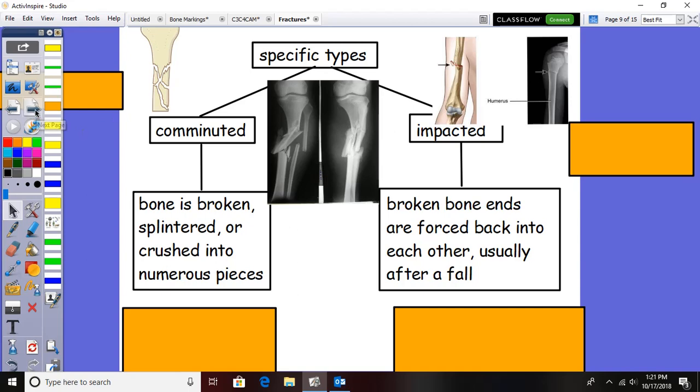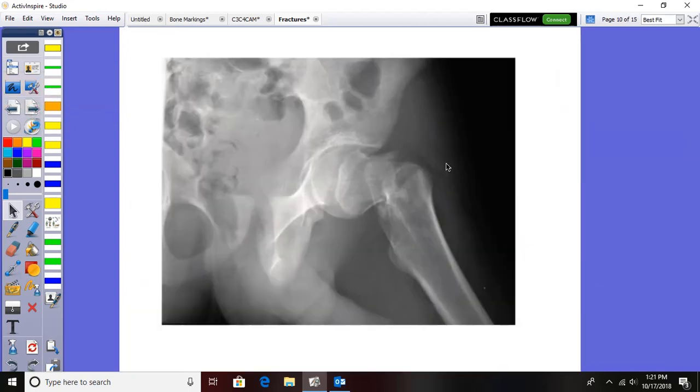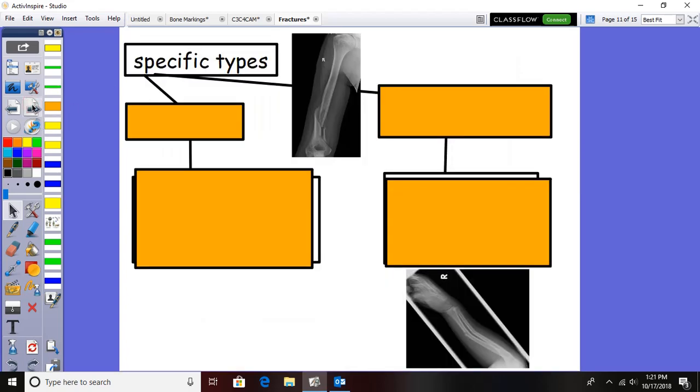And then this picture you don't have on your long sheet, but impacted fractures are pretty common with hip fractures. So hopefully you can tell that this is the head of the humerus. So when somebody falls and breaks their hip, remember they're really usually just breaking the neck of that femur. And a lot of times in that fall, the two ends are sort of shoved back into each other in an awkward fashion.